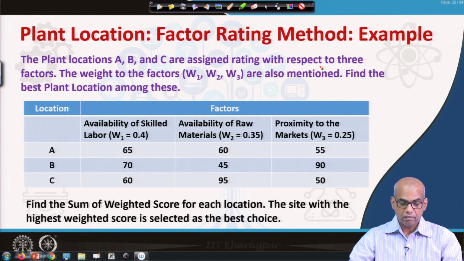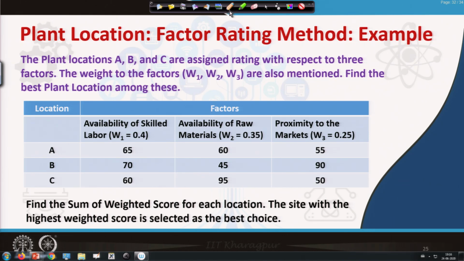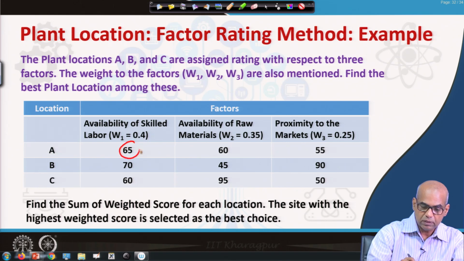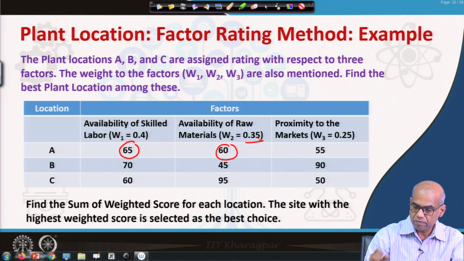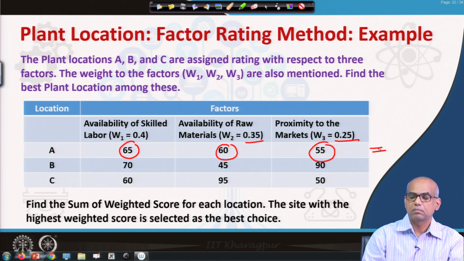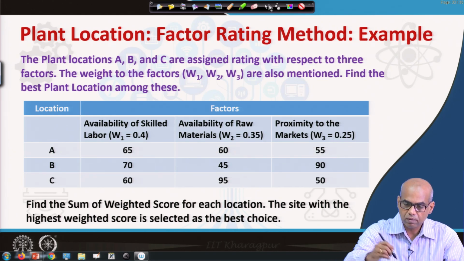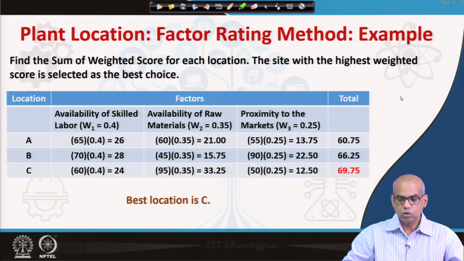So, you have to take the weighted score. We will take, say, 65 into 0.4 plus 60 into 0.35 plus 55 into 0.25, and then we will add up. We will do the same for all locations A, B and C, and then we will look at the location with the highest weighted score; that will be our choice. So, this is how it is done.